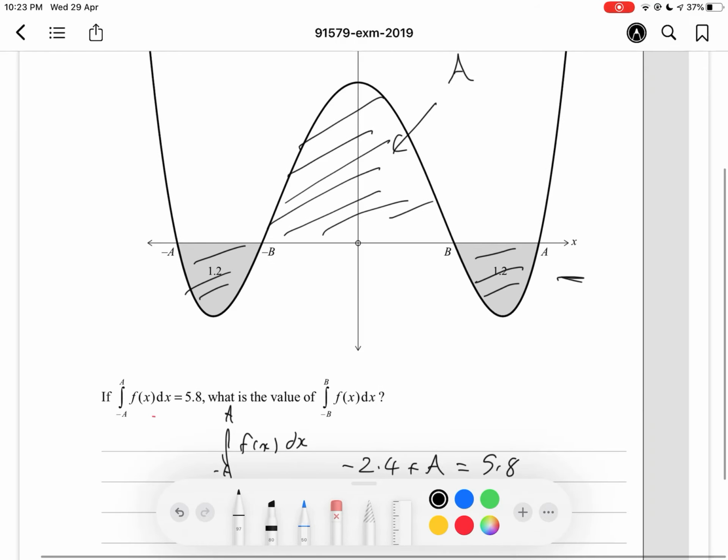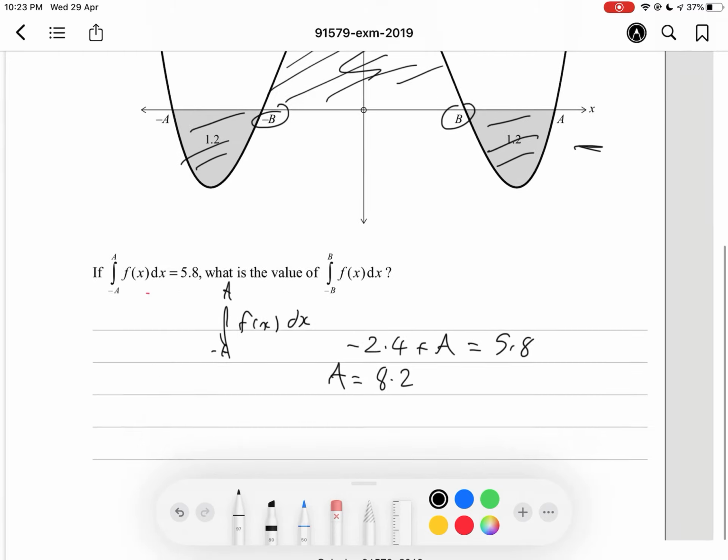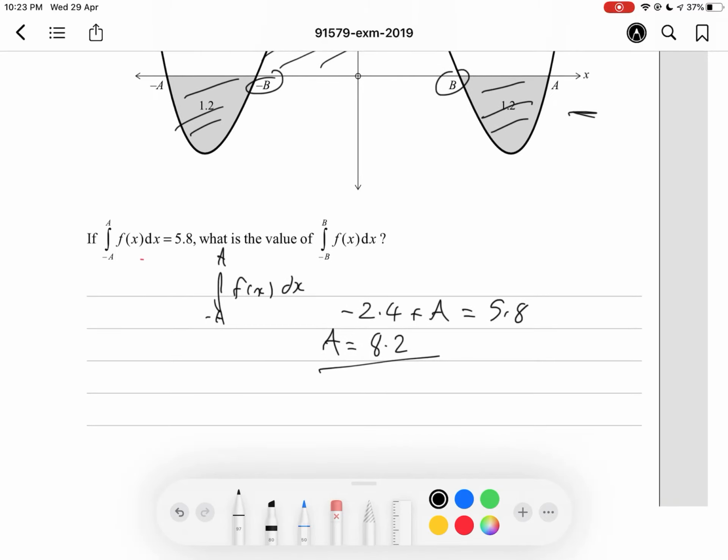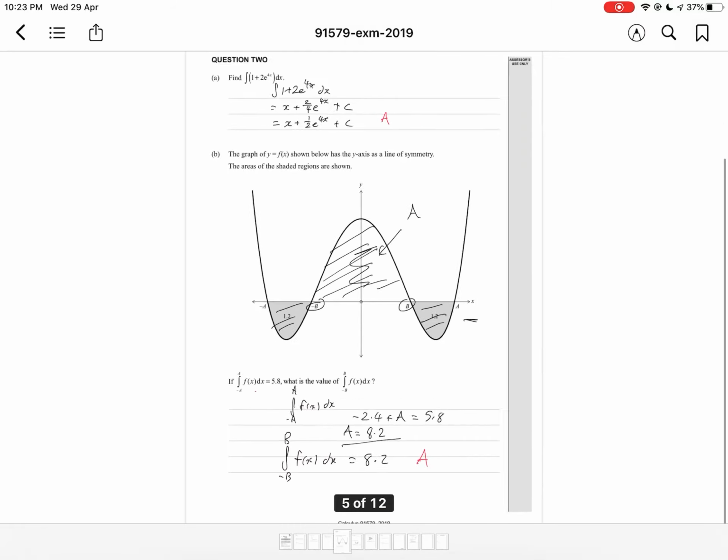The definite integral between negative b and b is asking us for this middle area here between b and negative b. So that is indeed equal to our area A. So we can say that the integral of f of x dx equals 8.2. And that is an achieved level question.